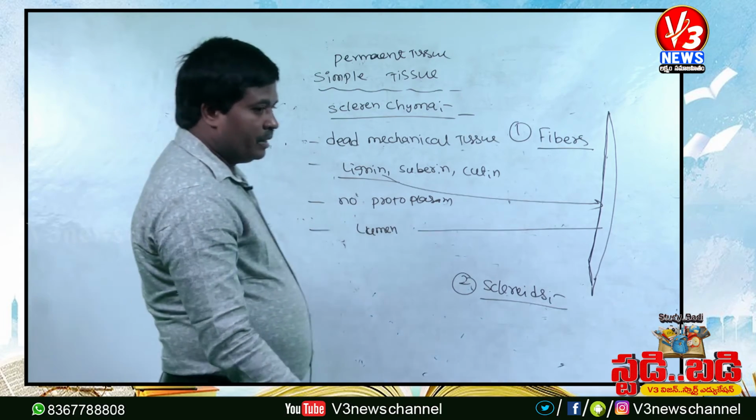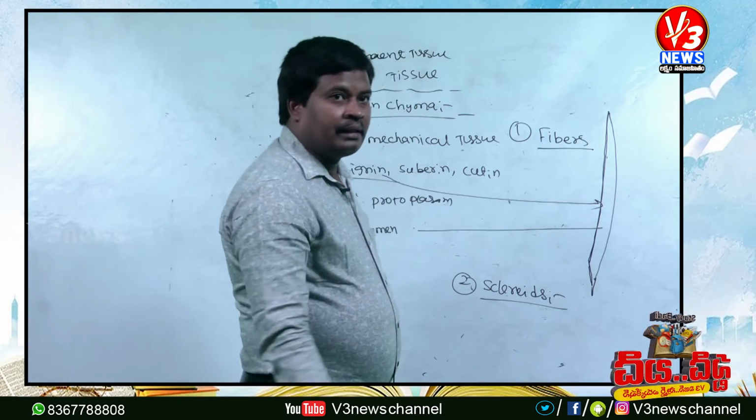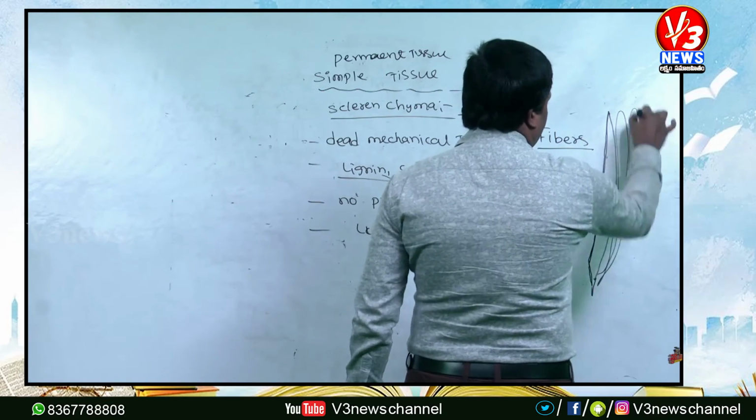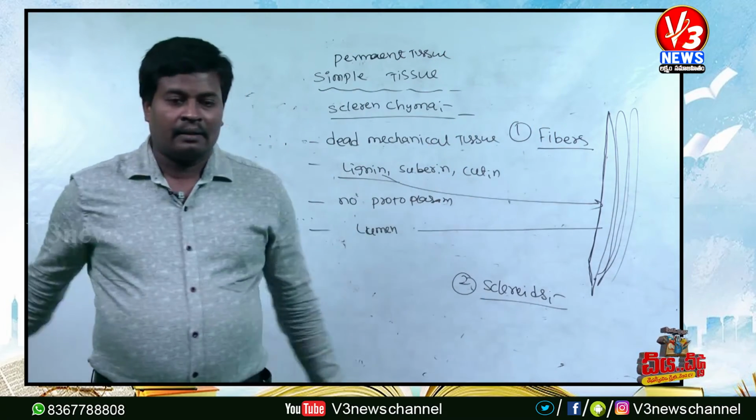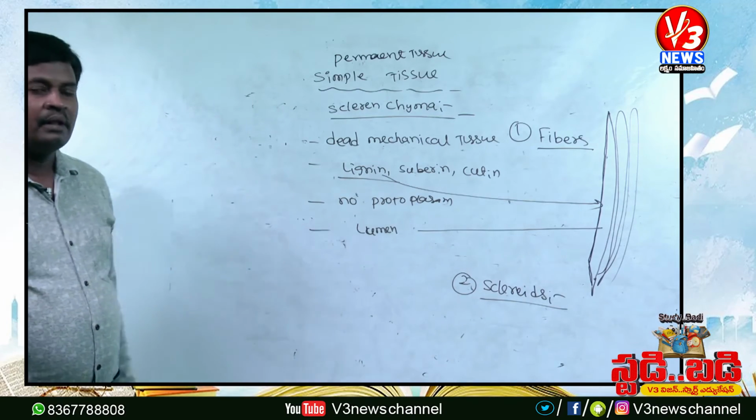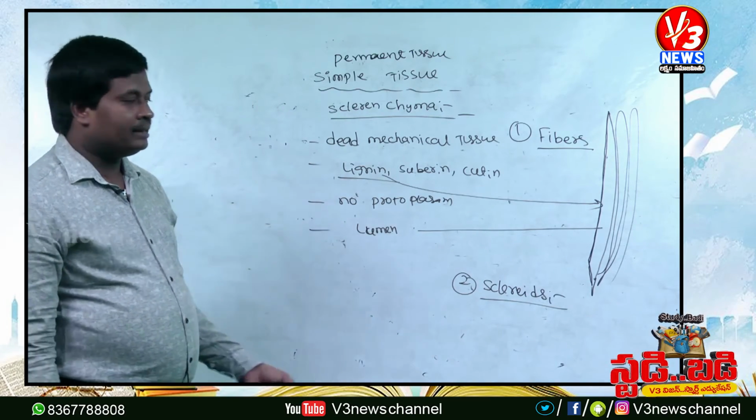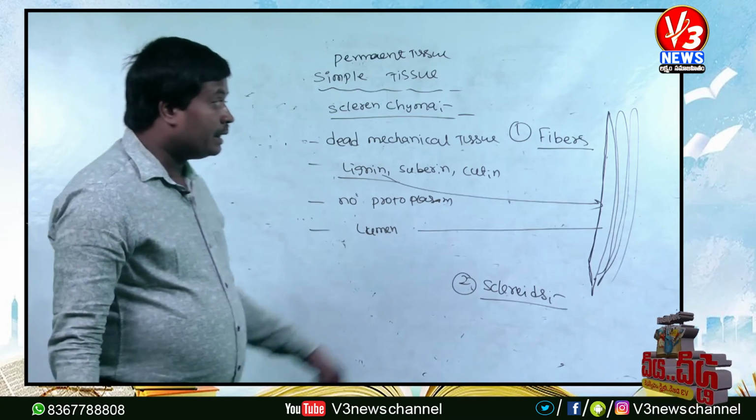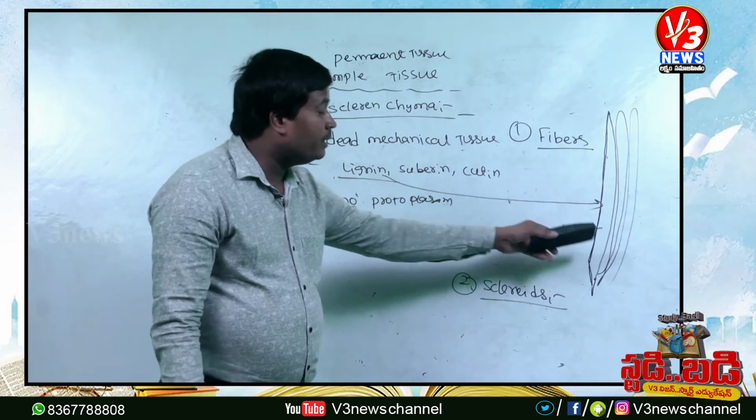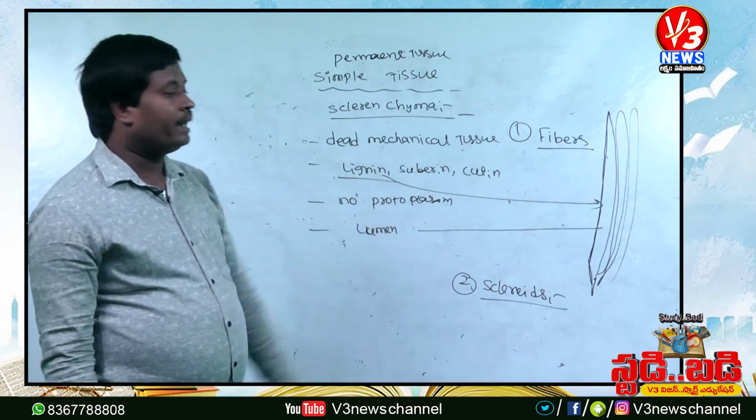But what are the fibers? They intervene from one fiber to another fiber, and these fibers are commercially used for making different types of bags, gunny bags, jute bags. There are different types of fibers. They are not only used for making jute bags, they also give mechanical support to the plant body.